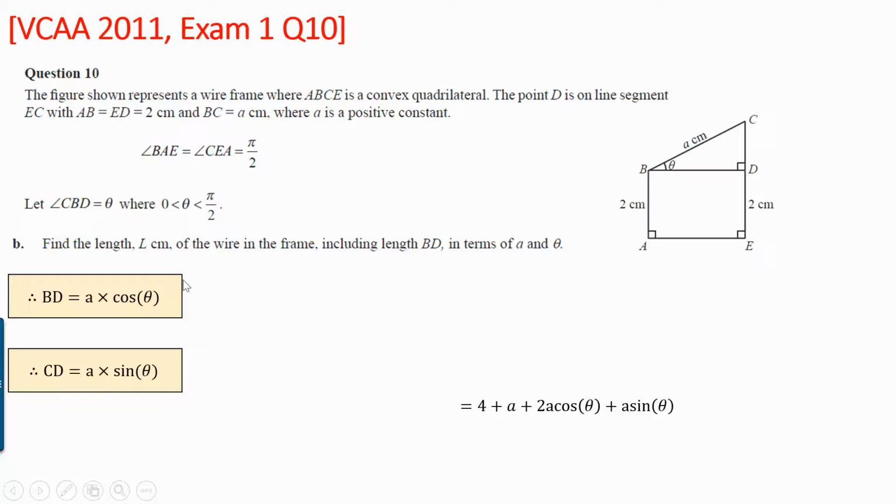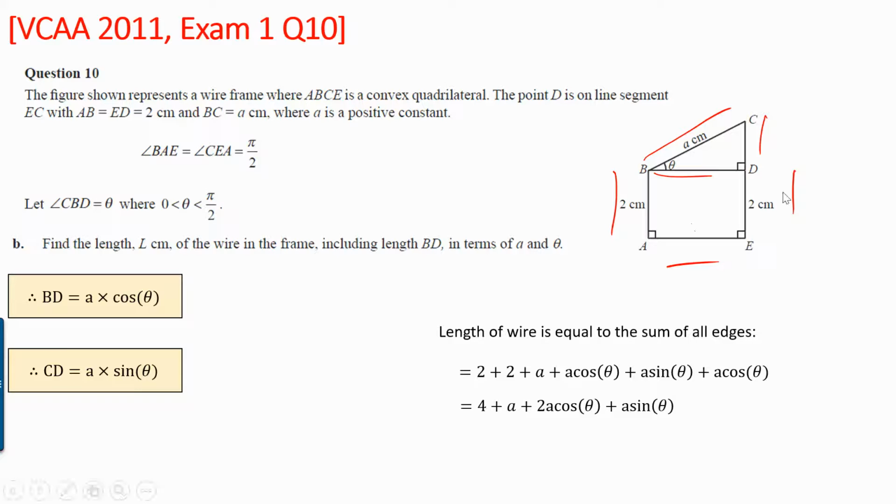You then say, find the length L of the wire in the frame, including length BD. So it's really just saying find the perimeter. Add this length, add that length, put it all together. You already have BD and CD, so the length would be 2 plus 2 plus BD plus BD plus CD plus A. And so you would have got your answer as 4 plus A plus 2A cos theta, which is your two BDs, and then plus A sine theta, which is CD. So part B was easy. Then you would have gone to C.